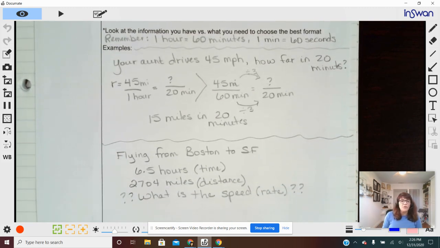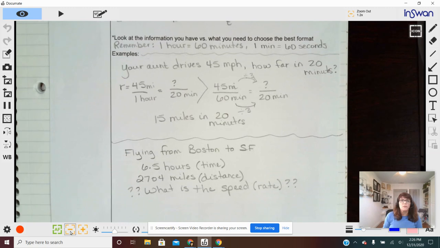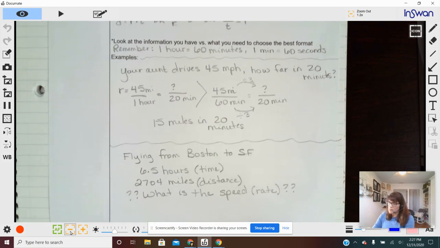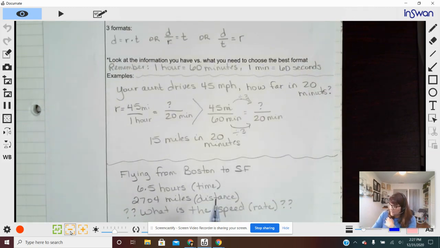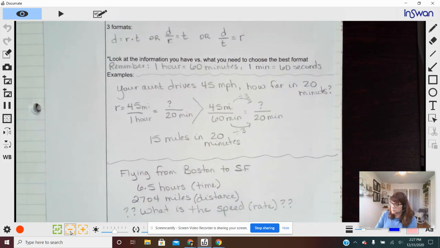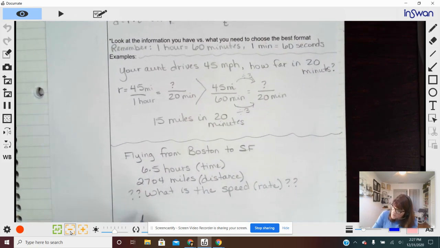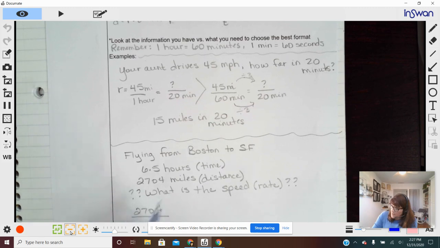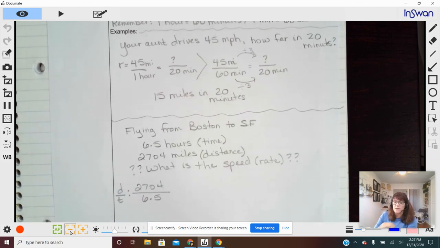Okay, and looking farther up in our notes, you can see that if I have the time and I have the distance, I can find the rate. So let's take the distance, 2,704 miles, and divide it by the time. So we're going to have distance divided by time. And that's going to get us the rate.